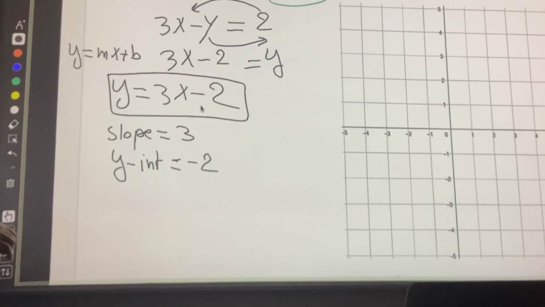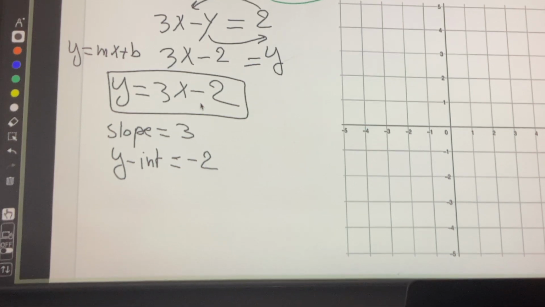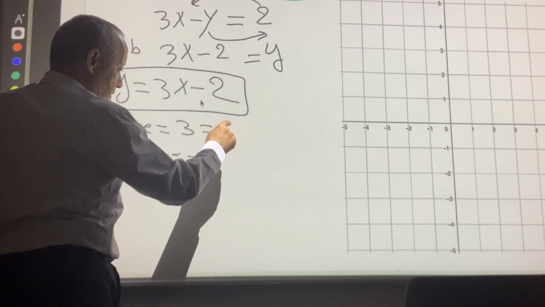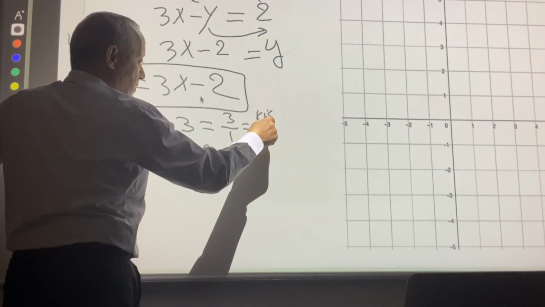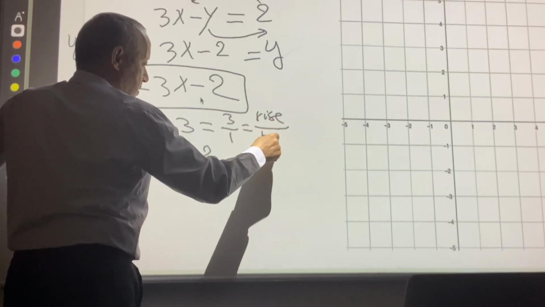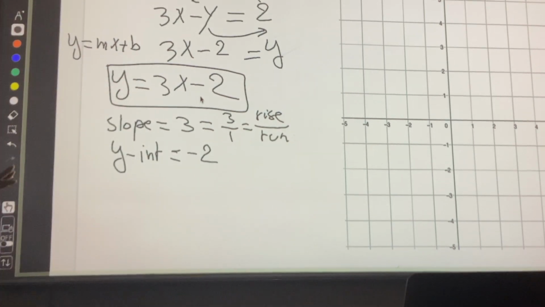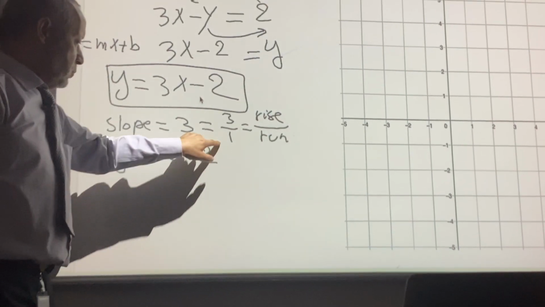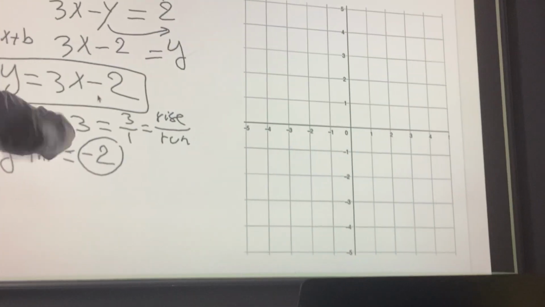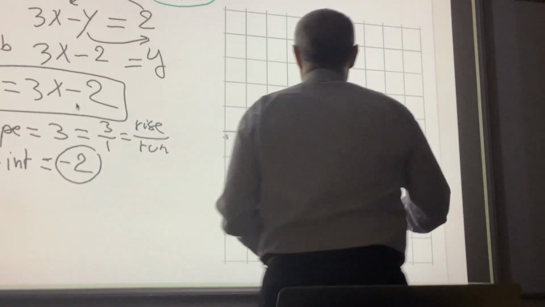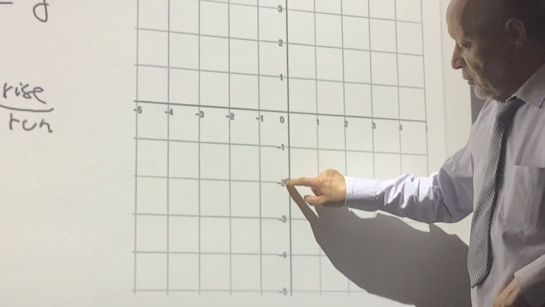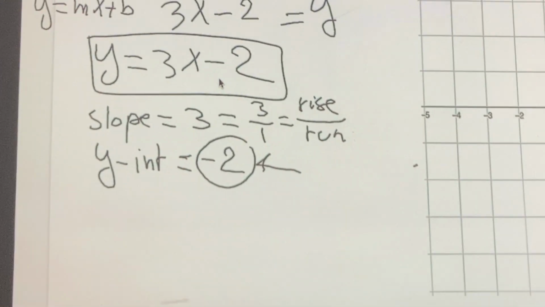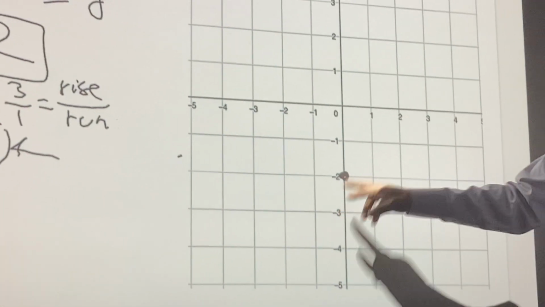How to draw? We use rise over run. The slope is 3 over 1, which is rise over run. Now we go to the negative 2 in the y-intercept. We put this on the y-axis. So on the y-axis, we take this point, negative 2 on the y, the y-intercept of the line. Your line is going to pass through this point.